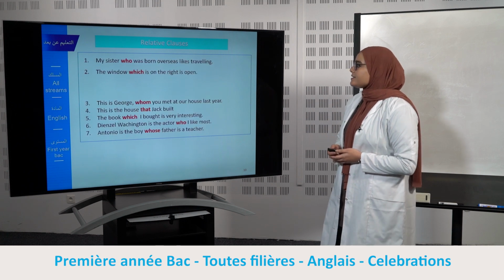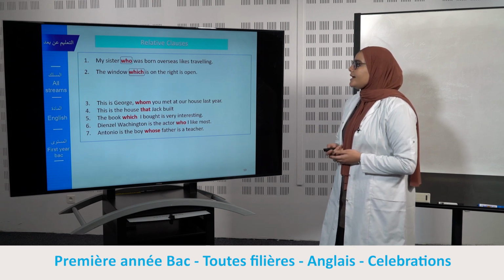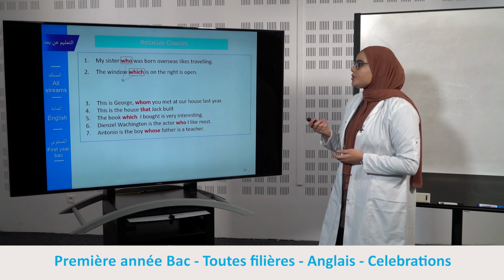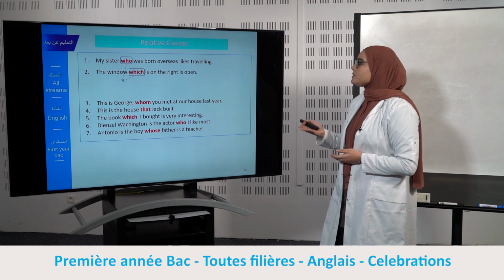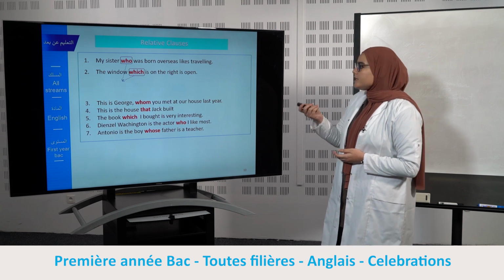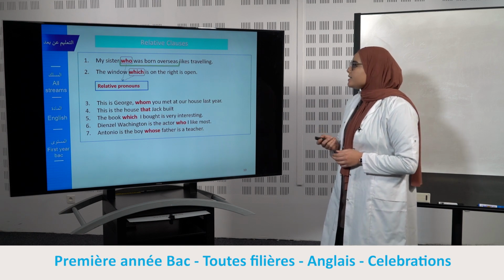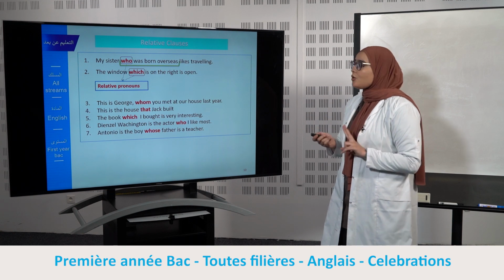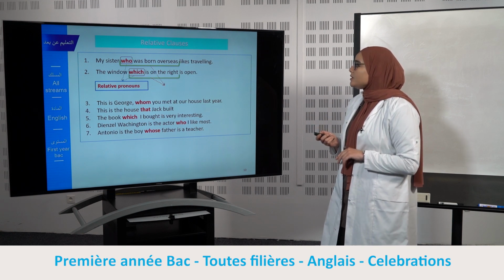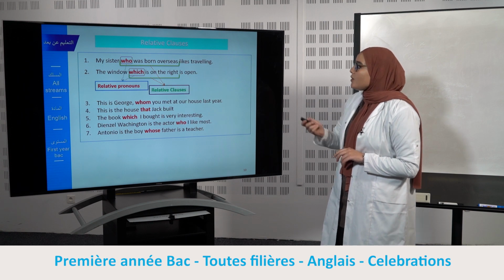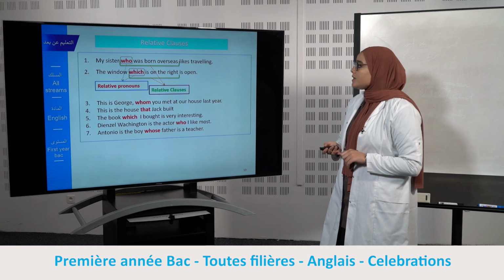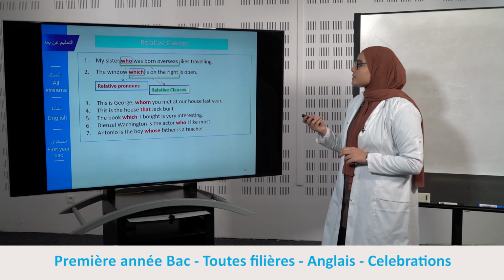So we have: my sister, who was born overseas, likes traveling. How did we connect the two sentences or the two clauses? Using who. And for the second sentence: the window, which is on the right, is open. We use which. So what are who and which? We call them relative pronouns. Remember, relative pronouns. Do you remember we have two clauses? Clause number 1, we call it a relative clause. So was born overseas is a relative clause. Is on the right is a relative clause. And what about my sister likes traveling?